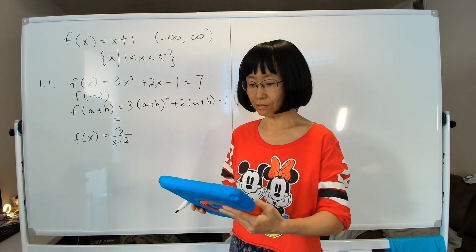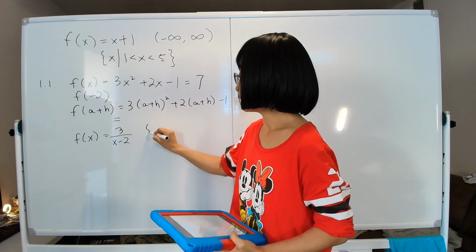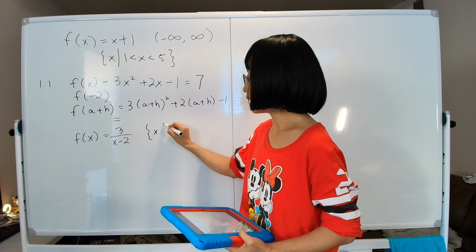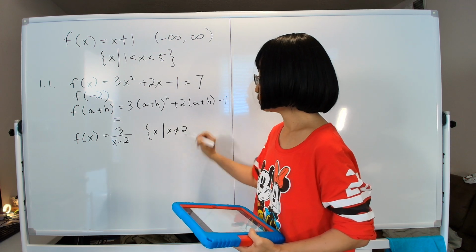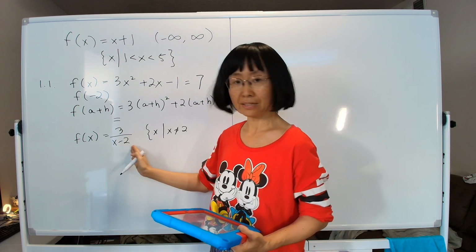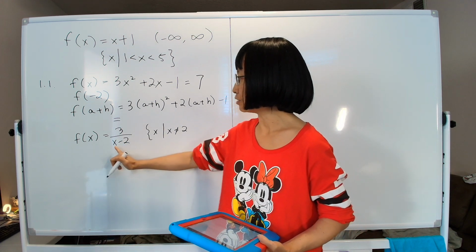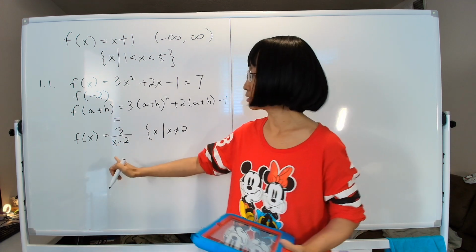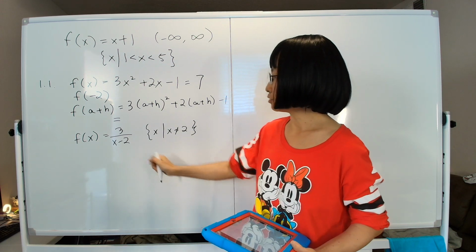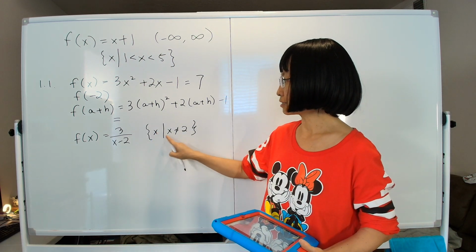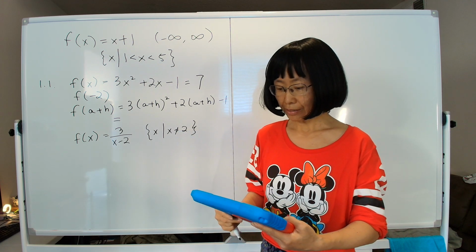So the only thing that you have to worry about for the domain is that the domain is the set of all x such that x is not 2. I mean, the denominator can't be 0. You cannot divide by 0, which means x cannot be 2, because 2 minus 2 is 0. So the set language says the domain is the set of all x such that x is not equal to 2. All right.